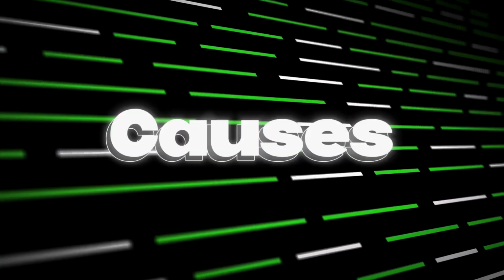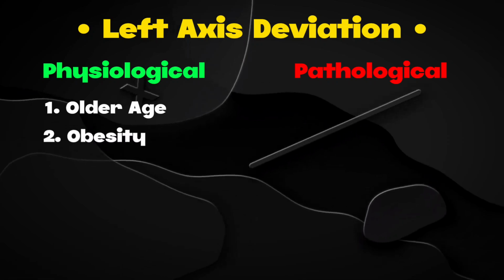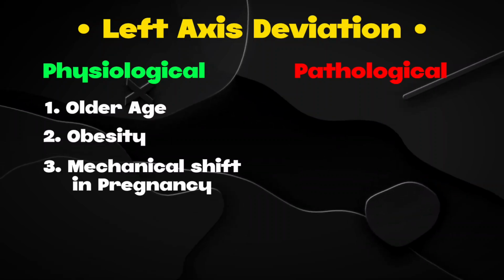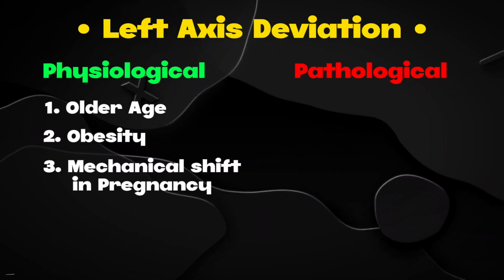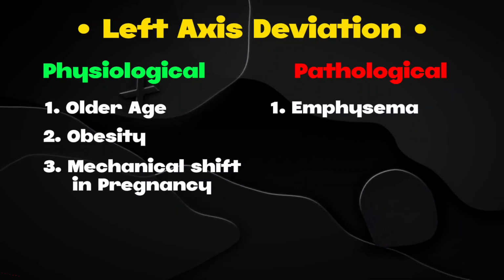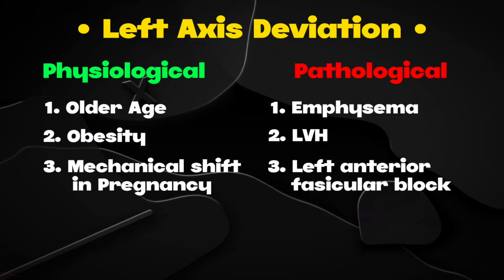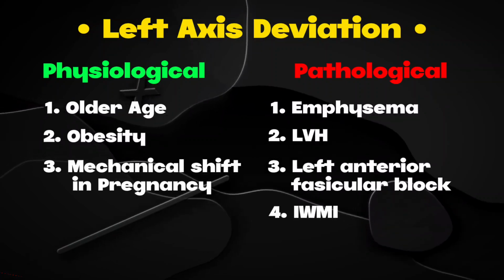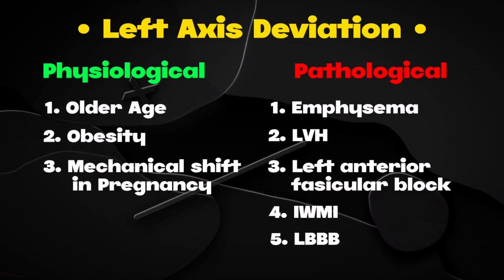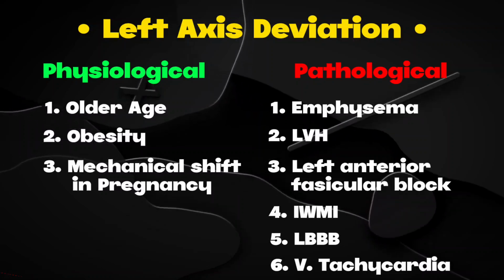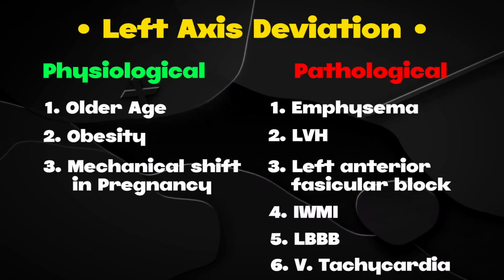What are the causes of axis deviation? Older age, obesity, and mechanical shift in pregnancy are the causes of physiological left axis deviation, and it is considered normal. While emphysema, left ventricular hypertrophy, left anterior fascicular block, inferior wall myocardial infarction, left bundle branch block, and ventricular tachycardia are the causes of pathological left axis deviation.